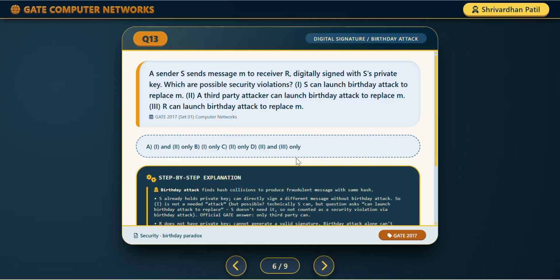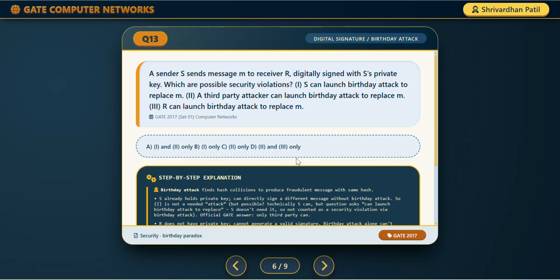Now moving towards the next question. This is a scenario based question. We need to tell how a birthday attack is carried out. A birthday attack is based on finding collisions in the hash function. Only external attackers exploit this. Senders and receivers cannot perform this attack under normal conditions.